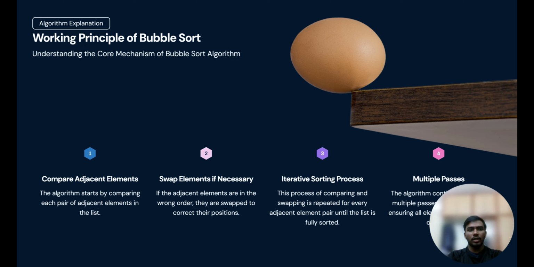Working principle of bubble sort algorithm. Comparing adjacent elements: the algorithm starts by comparing each pair of adjacent elements in the list. Swap elements if necessary: if the adjacent elements are in the wrong order, they are swapped in their positions. Iterative sorting process: this process of comparing and swapping is repeated for every adjacent element until the list is fully sorted. Multiple passes: the algorithm continues for multiple passes, ensuring all the elements are sorted.